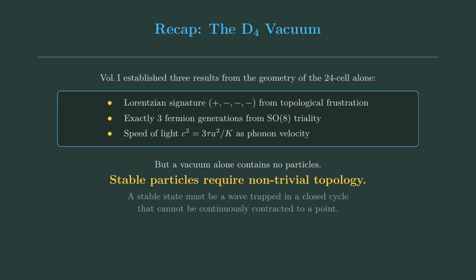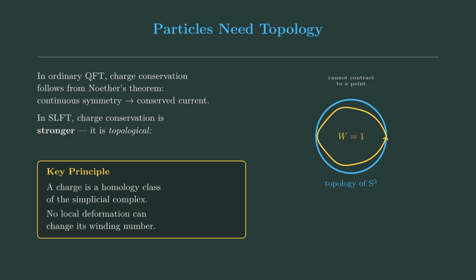The 24-cell is not just a geometric object, it's a simplicial complex with a boundary structure, chain groups, and homology. Those homology groups are the physical content of this paper. In standard quantum field theory, conservation laws follow from Noether's theorem: continuous symmetry gives a conserved current. In SLFT they're stronger, topological. A charge is a homology class. No local deformation can change it.